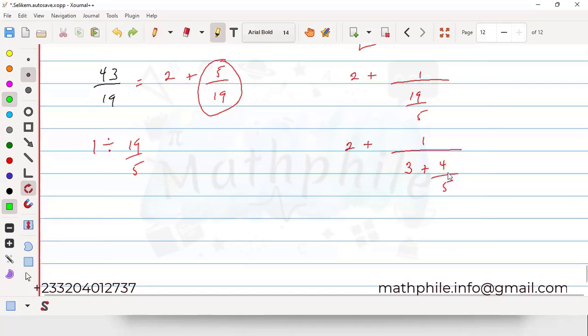So I'm going to do the same thing I did to this side of the question, where I introduced the 1 at the numerator and I flipped the fraction. So the same thing over here. We have 2 plus 1 over 3 plus 1 over. This time, the 4 over 5 is going to be what? 5 over 4. Good.